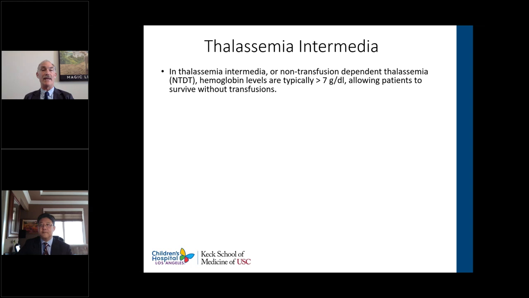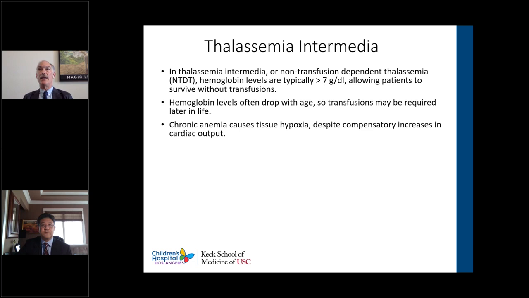And while this sounds great, what happens over time is generally the hemoglobin levels fall further. And many of these patients, and the complications resulting from the low hemoglobins rise with age in the thalassemia intermedia group. And some of them become transfusion dependent later in life. And the chronic anemia does lead to inadequate oxygen delivery to many organs in the body. And the most oxygen sensitive are actually the heart and the brain.